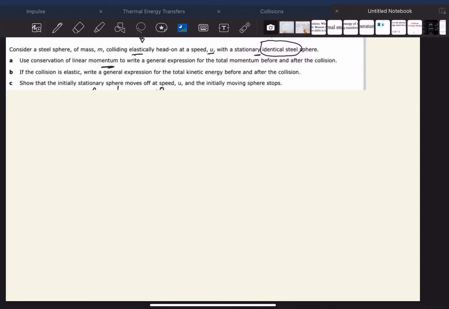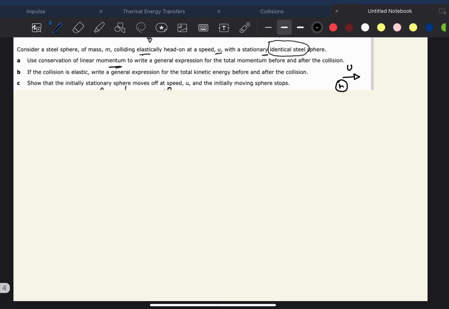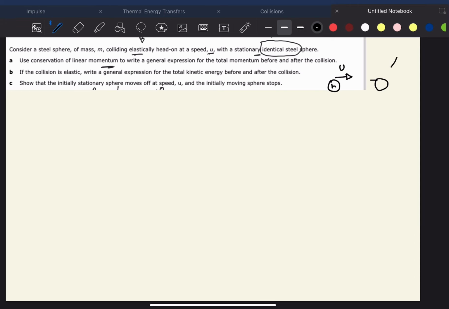Okay, so now problem 3, part 2. Consider a sphere of mass m colliding elastically head-on at speed u with a stationary identical sphere. So here we have an object with mass m moving at speed u, and this object is at rest. They are identical, so they both have the same mass m, and they will collide at some point.